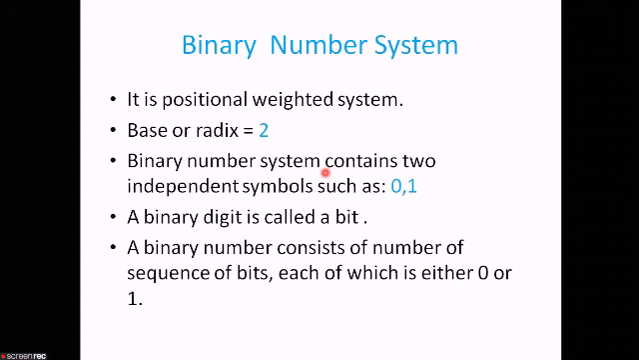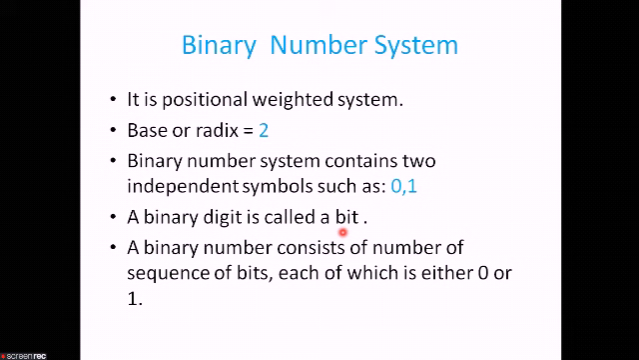Now a binary number is a sequence of bits, each of which is either 0 or 1. The binary digit is also called a bit. This is a new concept. In the decimal number system there was a digit, but in the binary number system, the binary digit is called a bit.